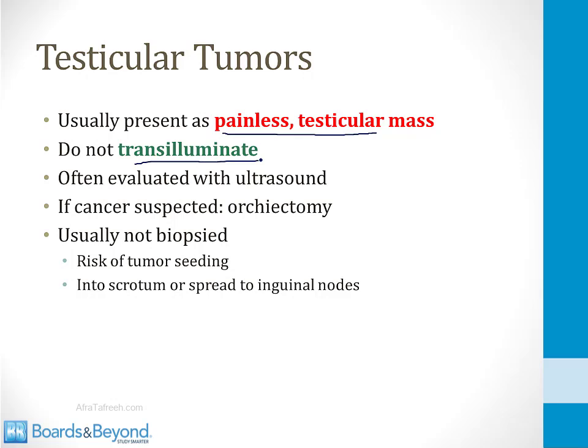If you shine a light into a cyst, it will fill with light. That's called transillumination. These tumors are often evaluated with ultrasound. That's often the first test that is done. And if cancer is suspected, usually the testicle is removed. This is a surgery called an orchiectomy. Usually these masses are not biopsied, and that's because there's a risk of the tumor seeding either into the scrotum or into the inguinal node. So if a mass is detected and it's thought to be cancerous, usually the testicle is just removed.